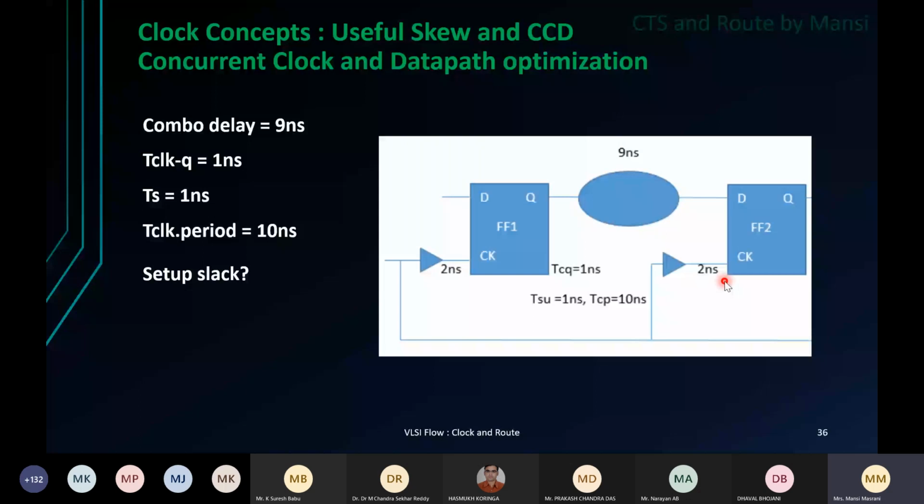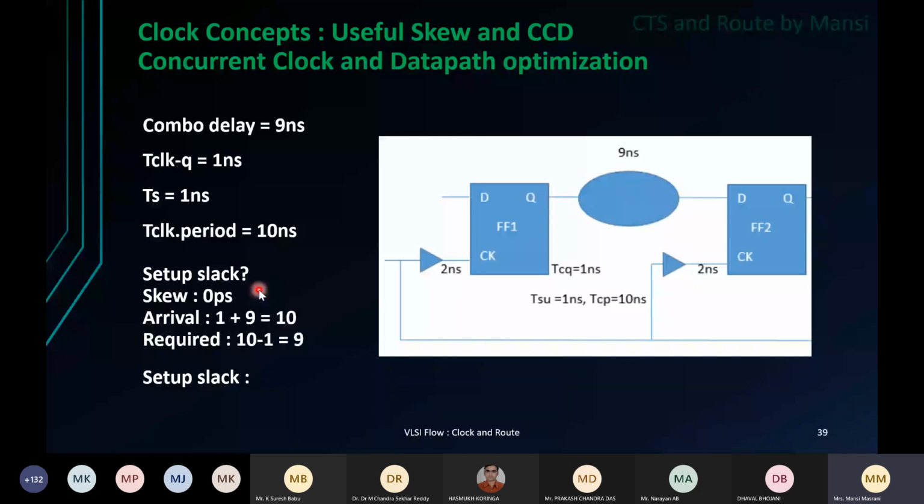Now what is the arrival time? This data arrival time, this is the capture flop, right? The data arrival time, how do you measure? The data transitioning from clock to Q plus the data transitioning through the combo. So the arrival time over here is this 1 nanosecond, the clock to Q, plus the combo 9, which is 10 nanoseconds.